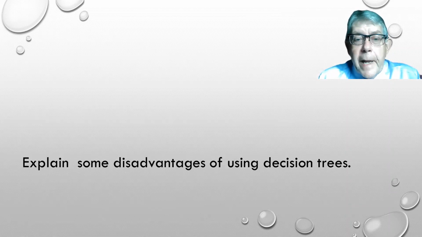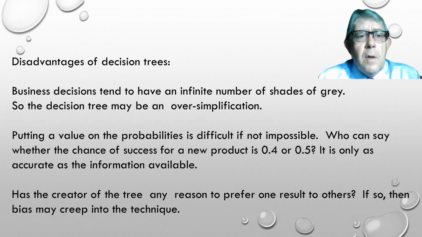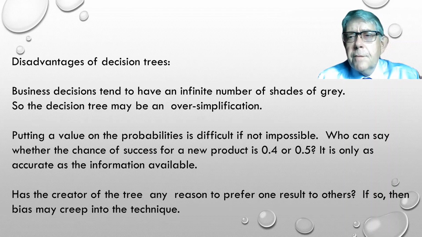Now let's look at some disadvantages about decision trees. Well, first of all, business decisions tend to have an infinite number of shades of grey. So the decision tree may be an oversimplification. Putting a value on the probabilities is difficult, if not impossible. Who can say whether the chance of success for a new product is 0.4 or 0.5? It is only as accurate as the information that is provided.